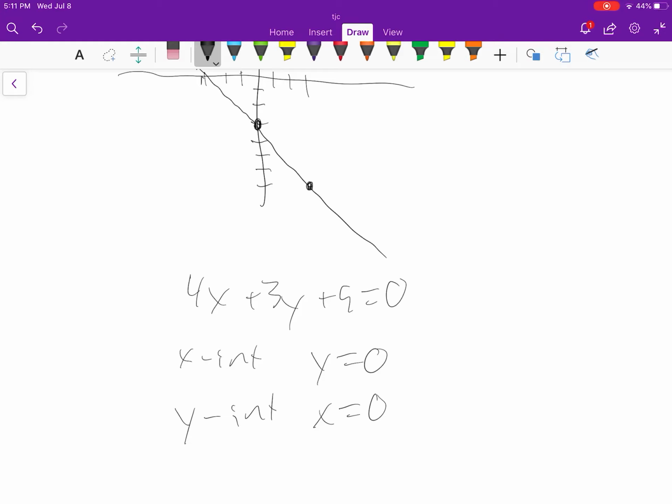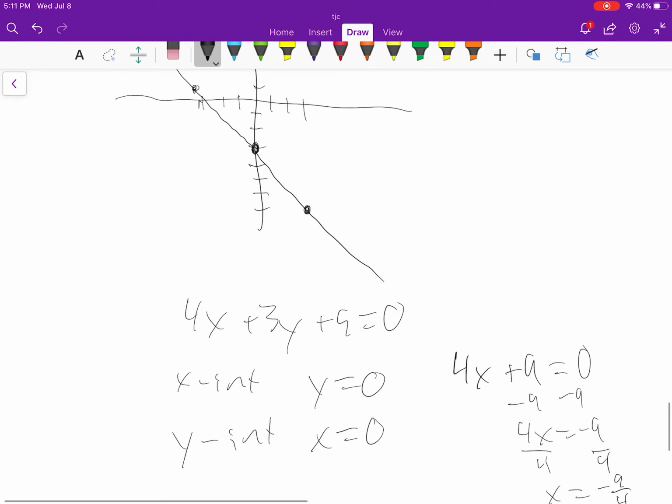So when we do that, you plug y equals 0, you're going to get 4x plus 9 equals 0. Subtract 9 from both sides. You get 4x equals negative 9, divide both sides by 4, and you'll have your x-intercept of negative 9/4. Okay? Which is somewhere right here. It's in between negative 2 and negative 3 somewhere.